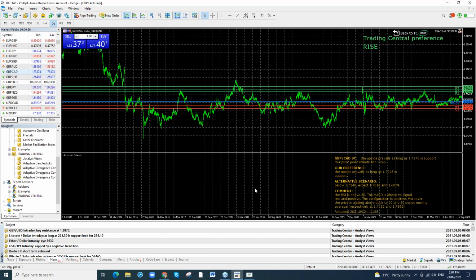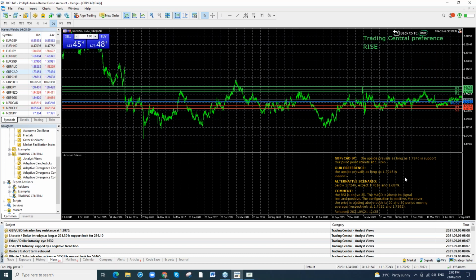The indicator is very useful if you are planning to open a position on a particular asset. It shows you the support and resistance lines, a pivot point in blue, and Trading Central's preference. So it might be rise or decline, either in green or in red. And below, in the yellow section, you have the whole explanation of our preference, alternative scenario, and the comment with some technical bits as well. So this is quite useful if you are planning to place a trade and put, for example, stop loss and take profit.